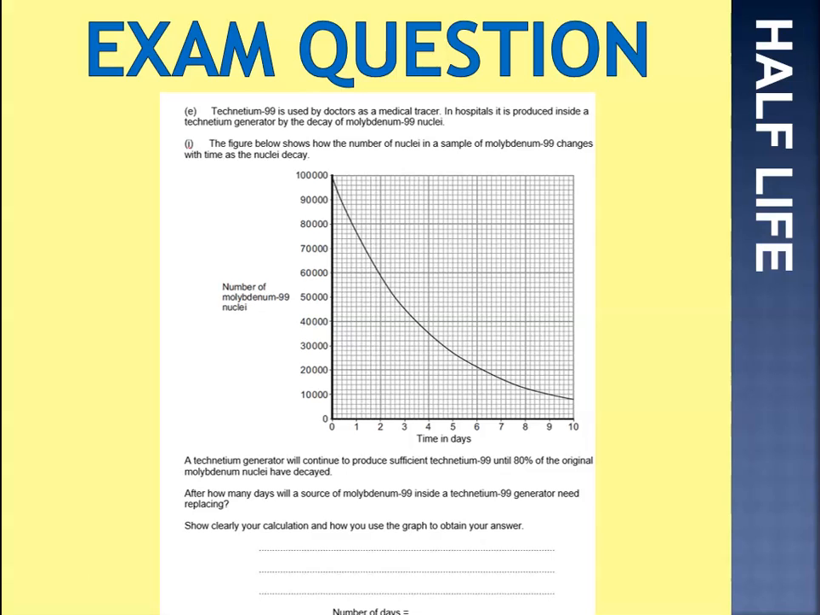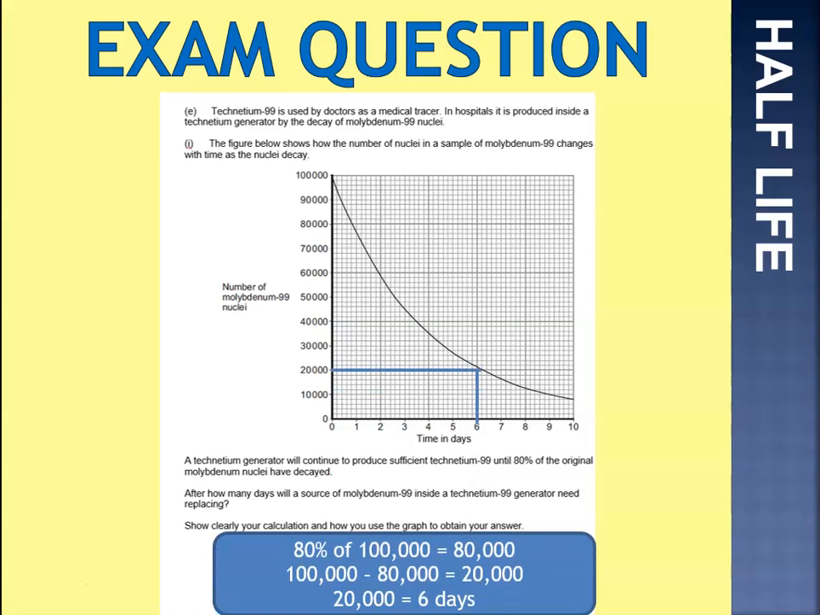After how many days will the source of molybdenum-99 inside a technetium generator need replacing? Show clearly your calculation and how you use the graph to obtain your answer. So what we want to know is how long is it going to take for that number of nuclei to fall to 80% of 100,000. 80% of 100,000 would be 20,000.